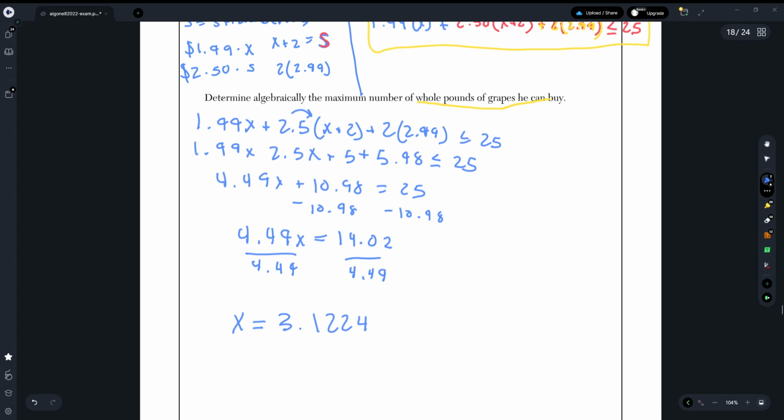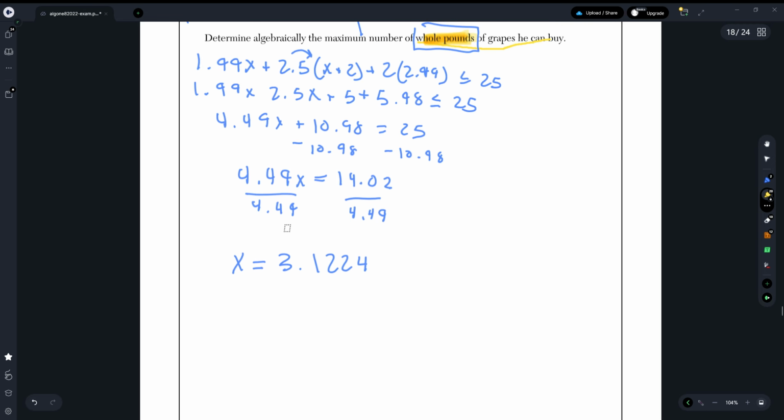Right, so it's saying determine algebraically the maximum number of whole pounds, right? And this whole pounds is pretty important, right? Because what that tells us is we're not going to have like half a pound, a quarter of a pound. It's just asking us for the whole number, whole pounds, right? So if we look here, we're going to have to round down, right? So you can buy 3 whole pounds.